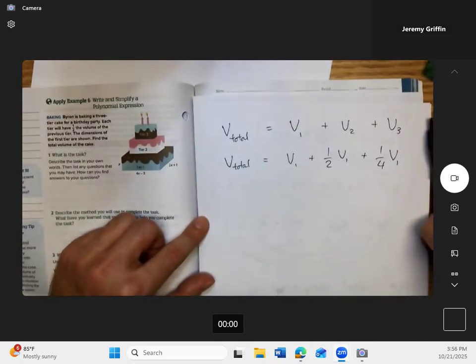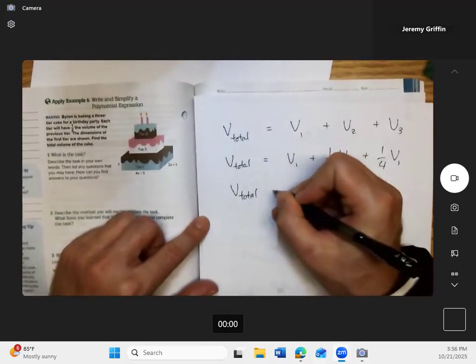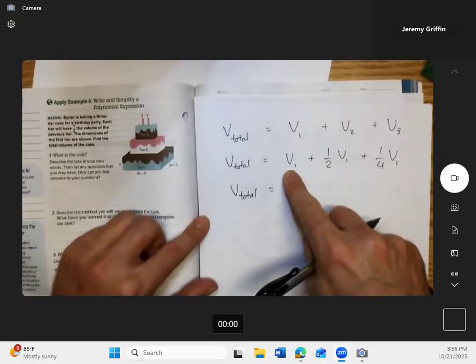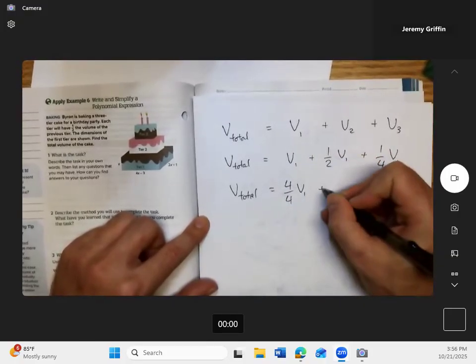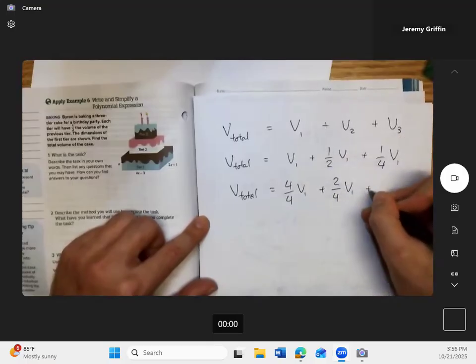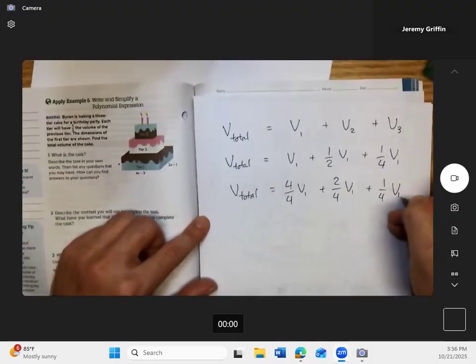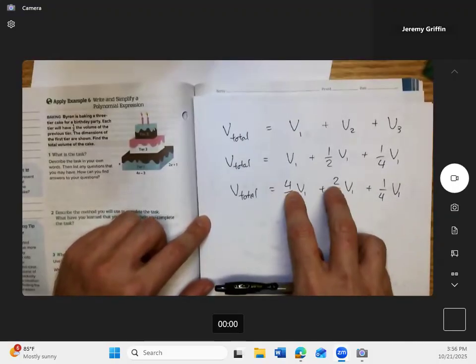Let me do that. I'm just working in terms of the volumes. I haven't even got to x yet. So is this like 4 over 4? So 4 over 4 V1 plus, and half is like 2 over 4 V1, and this is 1 over 4 V1. I'm just getting a common denominator, in this case 4, so I can add these together. 4 something plus 2 something plus 1 something.